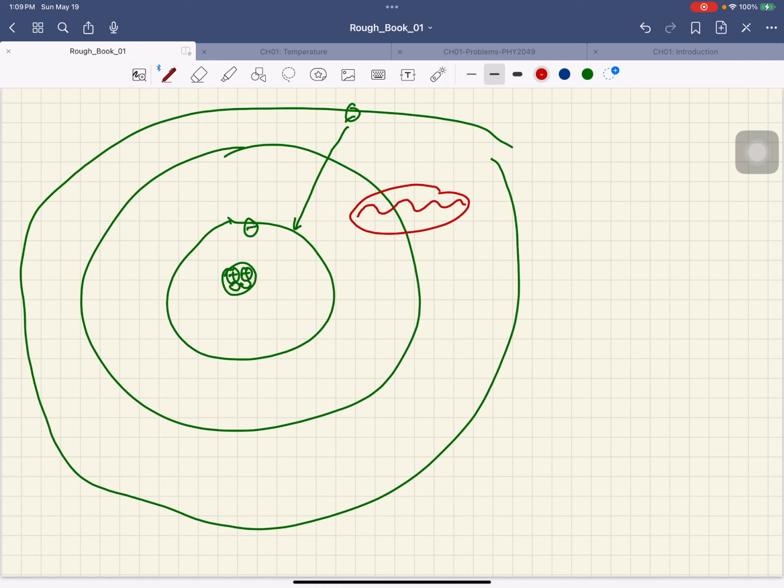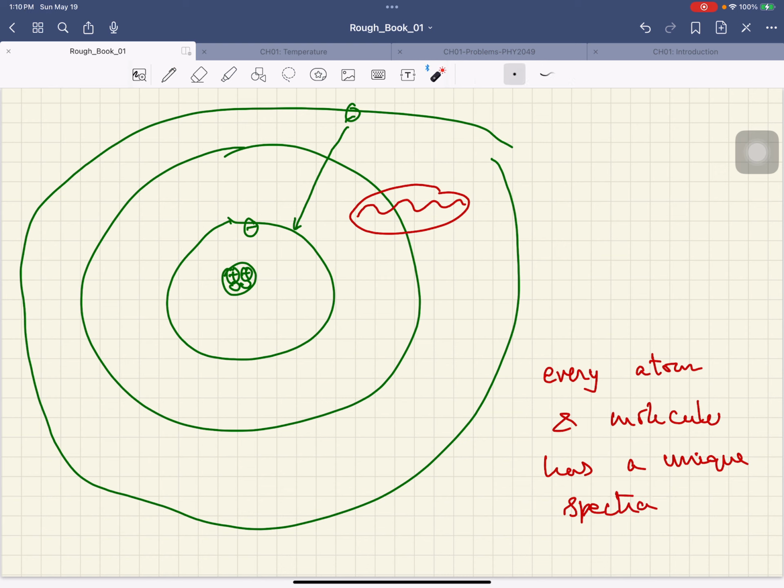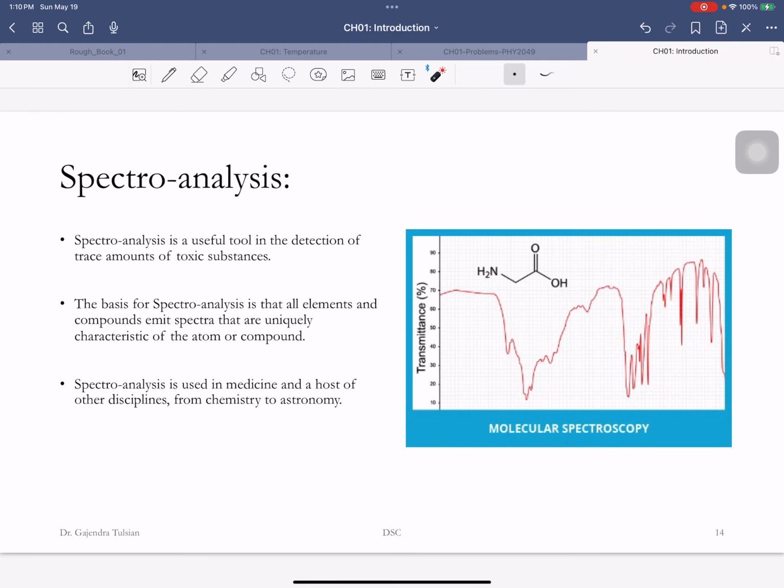So again, let's make sure we understand this. Every atom and molecule has a unique spectrum. So from the spectra of the material, you can identify what is emitting it, and that's what spectral analysis is. Spectral analysis is a useful tool in detection of trace amounts of toxic substances.